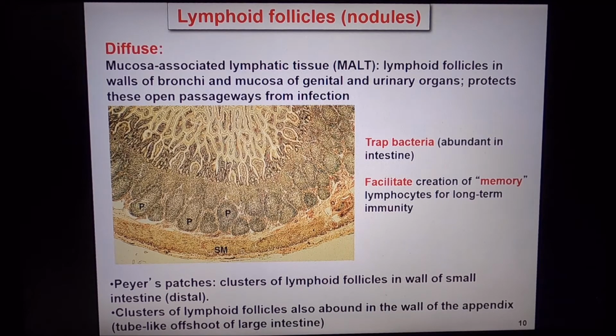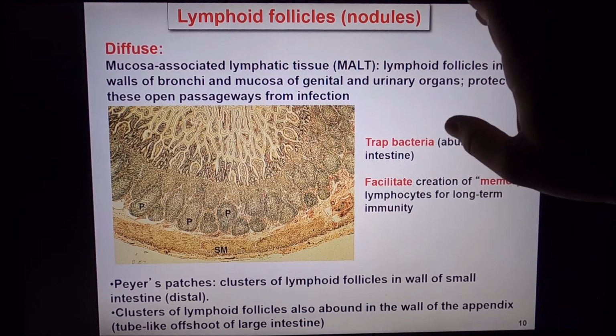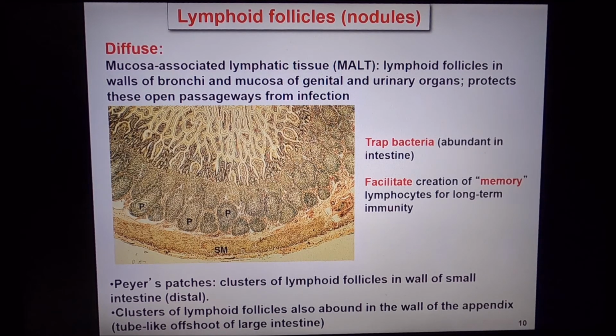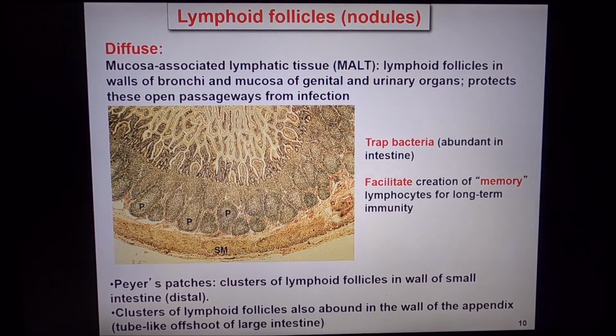Lymphoid follicles. So in the realm of these nodules, these follicles, if you will, there are a few things that are worthy of our conversation. The first thing I'm going to mention are diffuse placements of various lymphatic tissue, and the term that you always hear is MALT. That is mucosa-associated lymphatic tissue. This is bits of lymphatic tissue that are found all around the body.